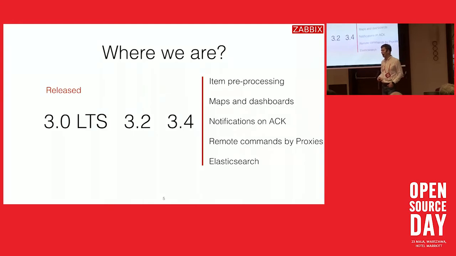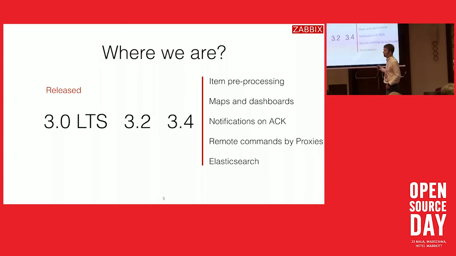So where we are at the moment. At this moment, we have Zabbix 3.0 released. Zabbix 3.0 is LTS. LTS means we support it for 5 years, so it's long-term support. We have Zabbix 3.2, we have Zabbix 3.4 released, and currently we are working on Zabbix 4.0. But for those of you who are still running maybe Zabbix 2 or Zabbix 3.0 or Zabbix 3.2, I would like to remind you of some of the very nice features of Zabbix 3.4. And I will talk about some of these features today.